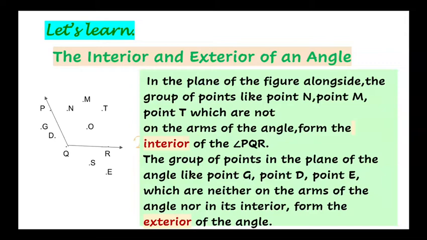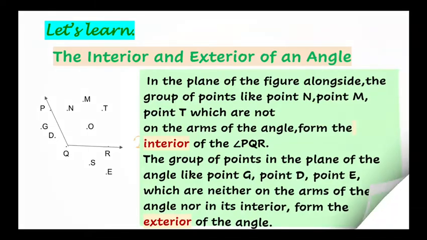So interior of angle means the points which are inside, जो पॉइंट्स अंदर है एंगल के, और जो पॉइंट्स बाहर होते हैं उसे बोलते हैं एक्सटीरियर. I hope this is very much clear to you.